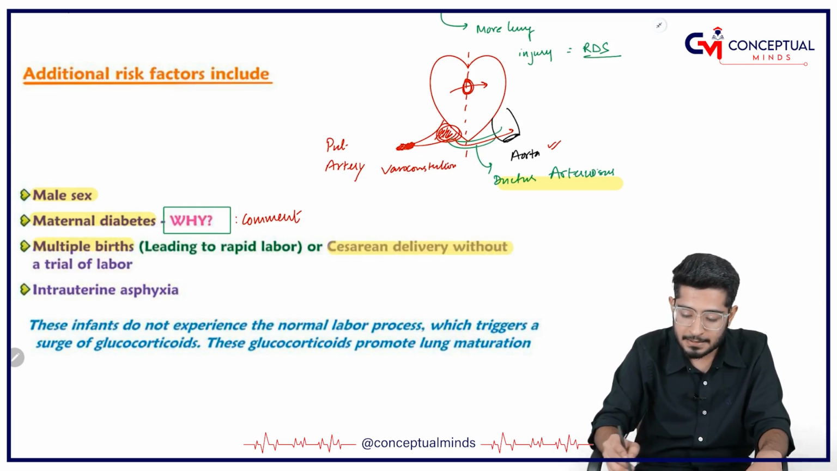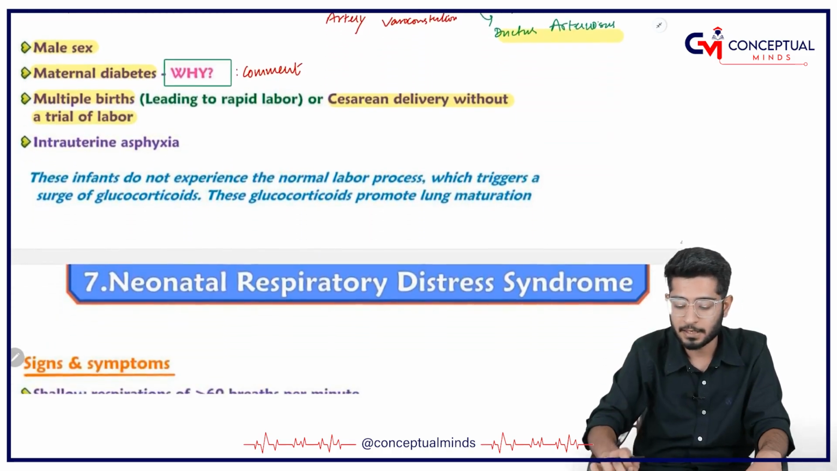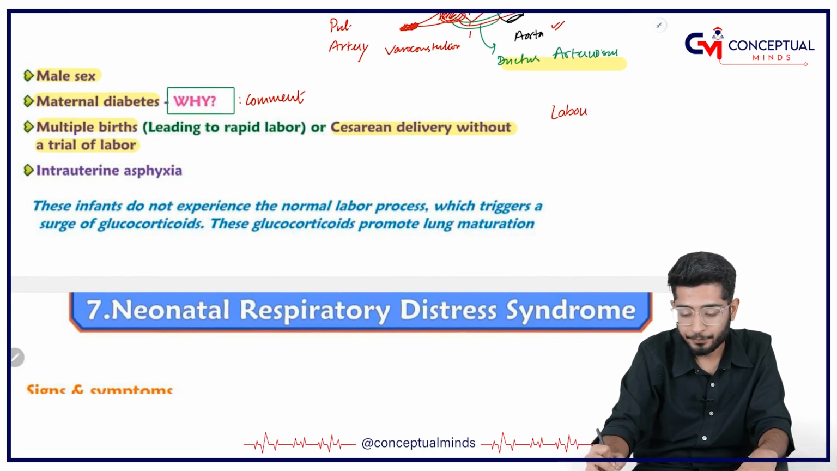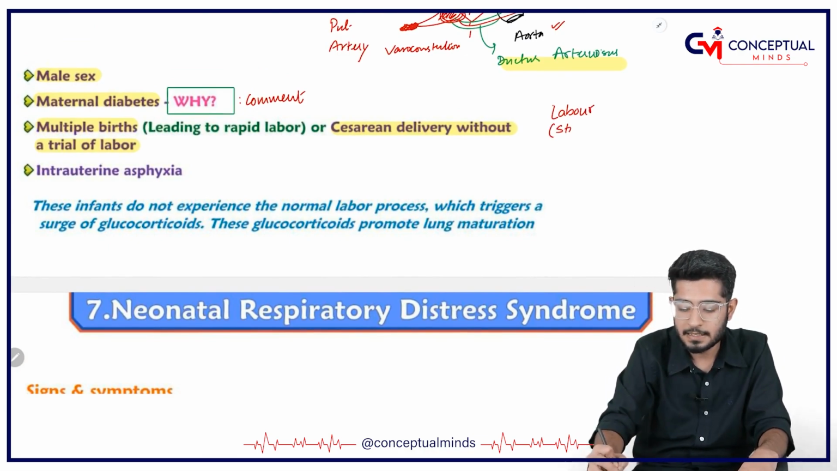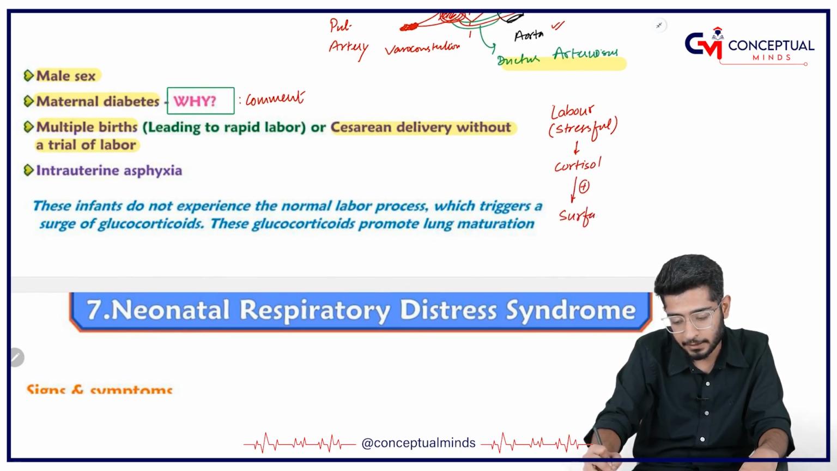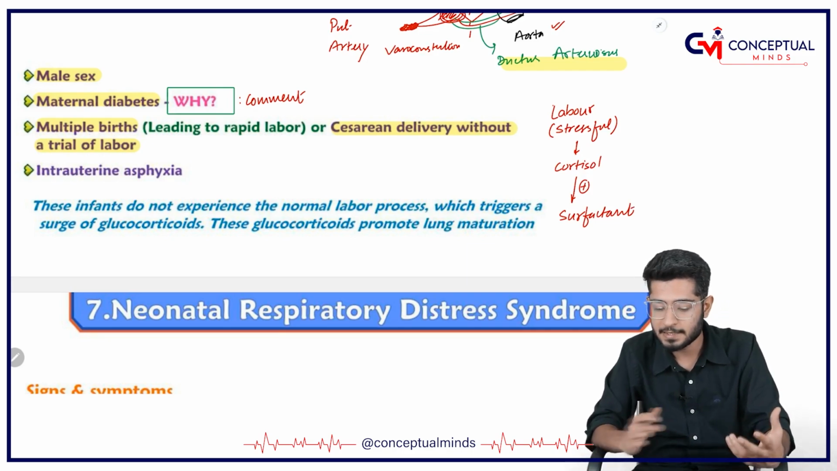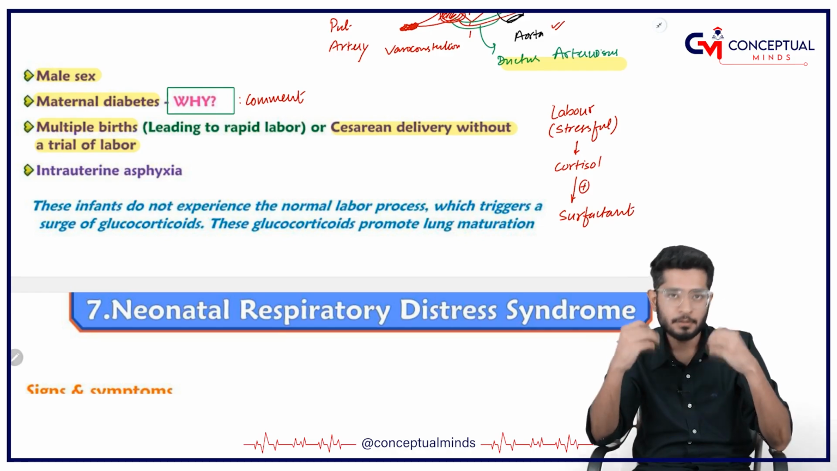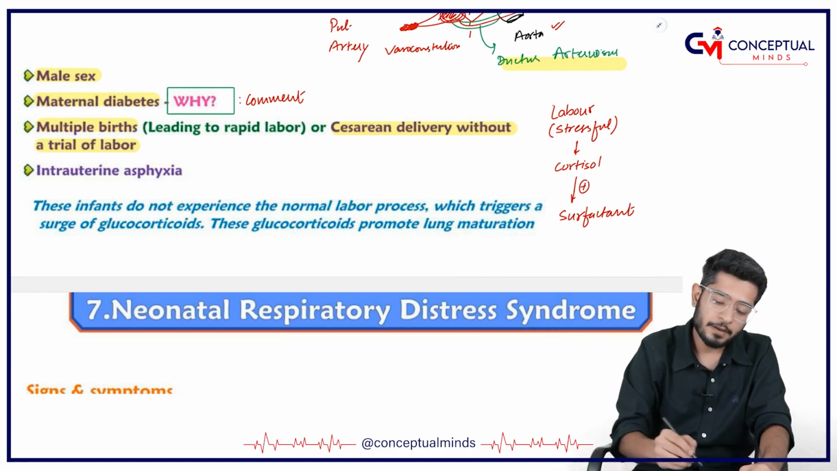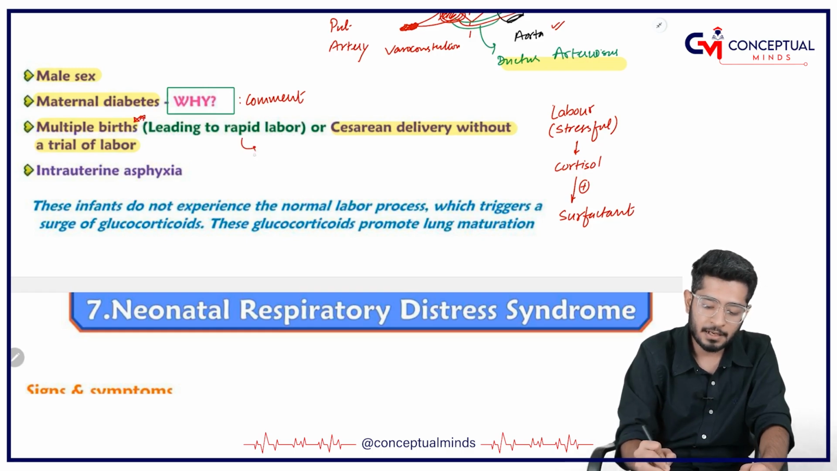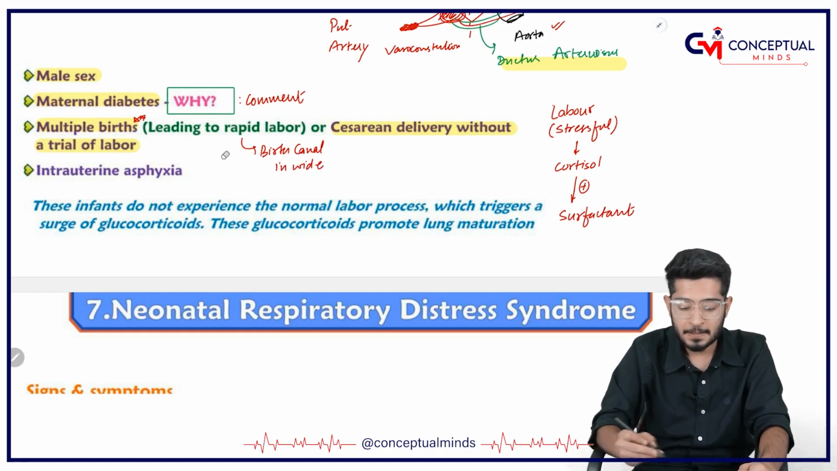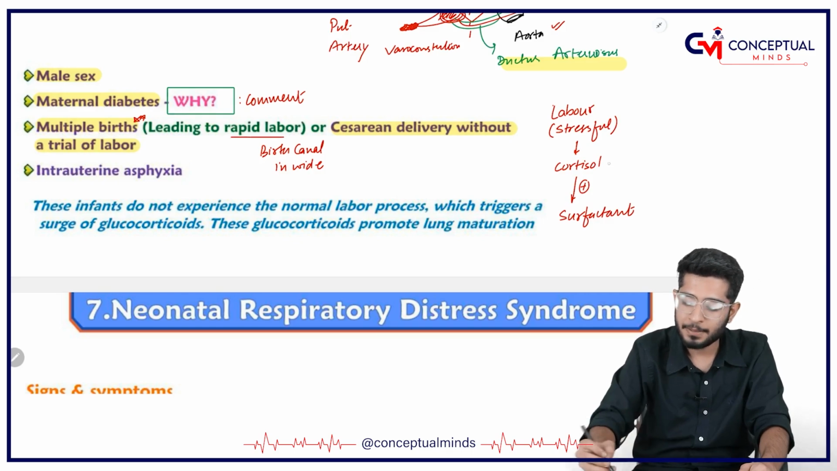And cesarean section without a trial of labor. Now, please understand, my dear friends, what is going to happen during labor. If the female goes in labor, labor is a very stressful condition. In this stressful condition of labor, there will be a release of cortisol, and this cortisol stimulates the release of surfactant. Very simple. Now, if there are multiple births, the birth canal is wide because the multiple births have taken place. So that causes a rapid labor. A rapid labor means there is a decrease in cortisol and a decrease in surfactant.